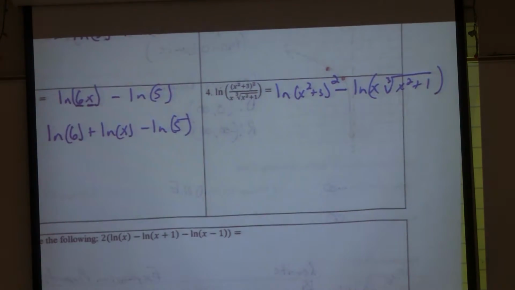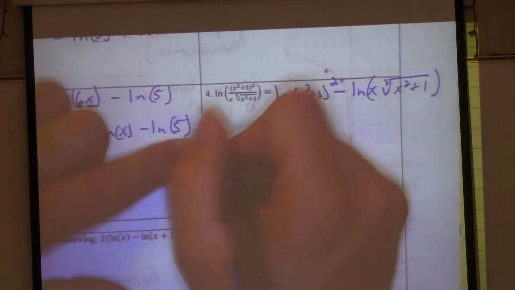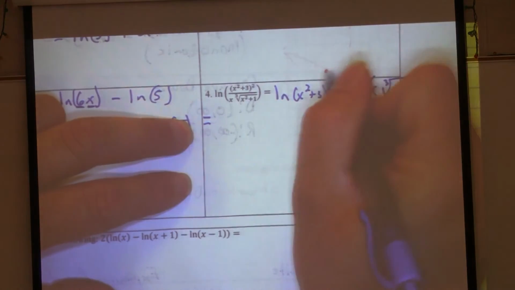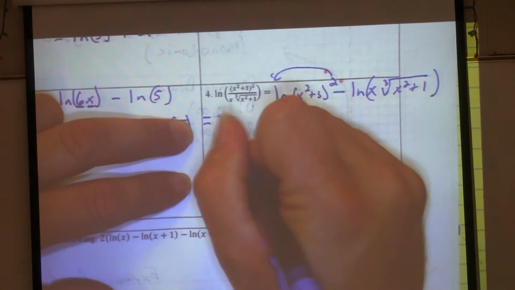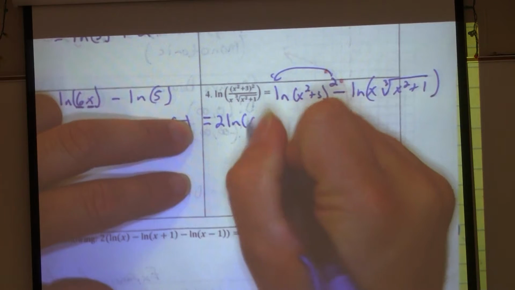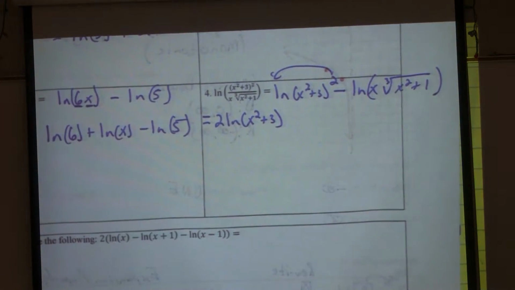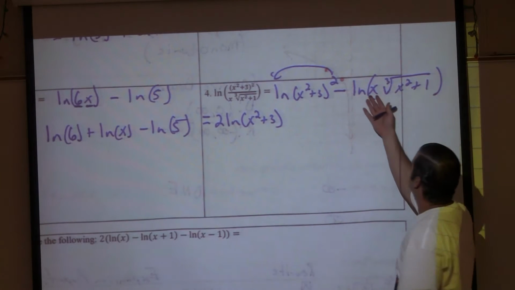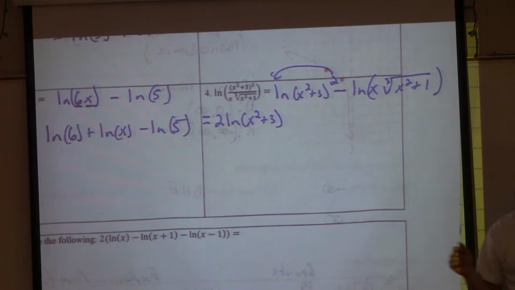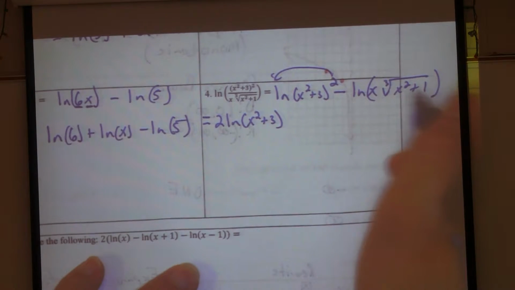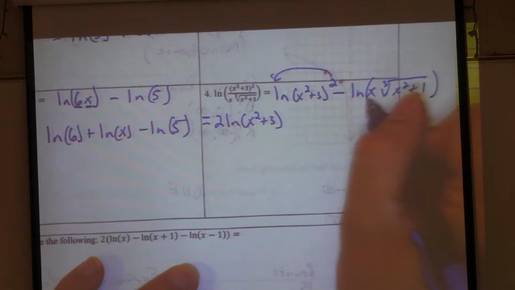Okay, so what could I do to the first one? Can I go further on that one? Bring the 2 to the front, so we have 2 ln of x squared plus 3, right? Minus, what can I do here? The radical, that would become what power? 1/3. To the 1/3, right?